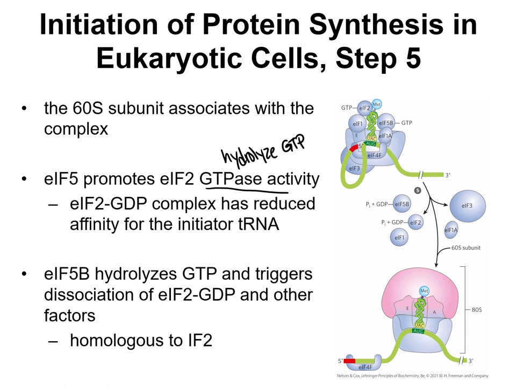EIF5B also hydrolyzes GTP, and it helps to trigger that dissociation of IF2. So it's kind of both and. You have this GTPase activity that stimulates the release of all of these initiation factors. What you're left with is a ribosome that is fully assembled. You have an initiation complex with the methionine charged tRNA bound to the start codon.